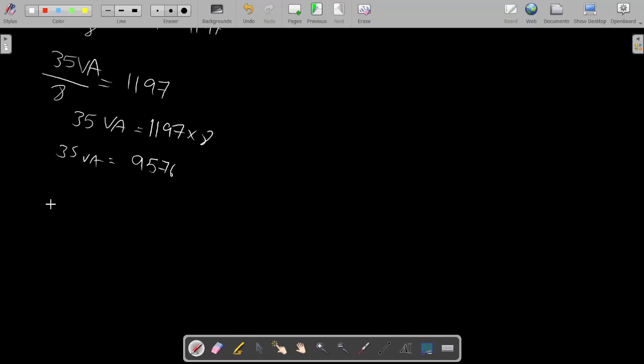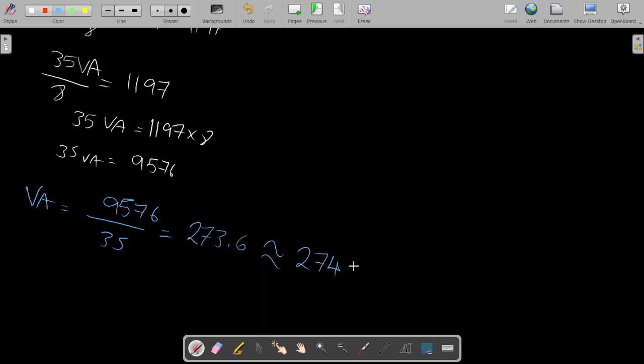So VA is going to be equal to that amount divided by 35, which means it's going to be equal to 273.6. I'm going to round it to 274 centimeter cube, and that is your answer.